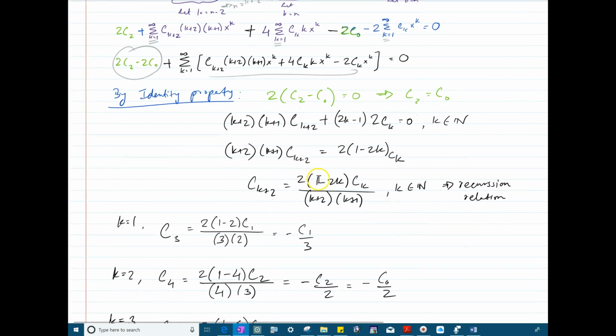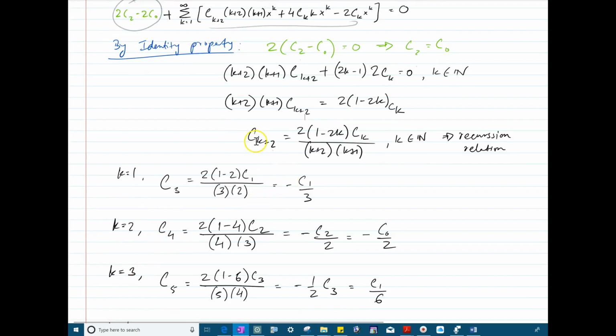So here's the recursion relation. What we do is from here, we start taking values of k. So if you take k equals 1, you'd have C3. And then you get an expression like negative C1 over 3. When k equals 2, if you put 2 here, you'd have C4, then you'd have C2 here. And it looks like negative C2 over 2.